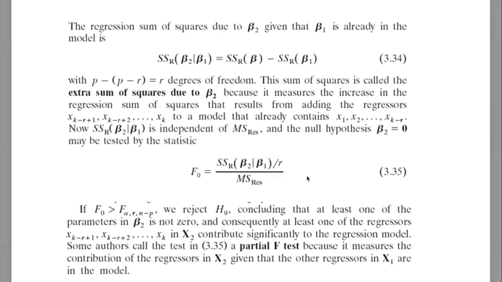Once we have that test statistic, we need to know whether or not to reject the null hypothesis. The rejection criterion is to reject the null hypothesis if this test statistic exceeds the upper alpha percentage point of the F distribution with r numerator degrees of freedom and n minus p denominator degrees of freedom.